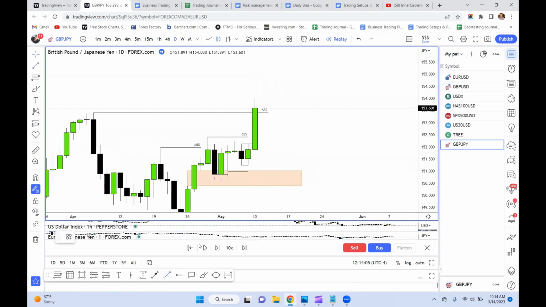So we expect, if we delete everything here, in the bar charts a bit, we expect this low to be held and this high to be traded through.